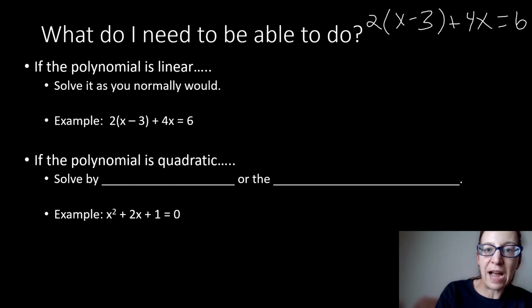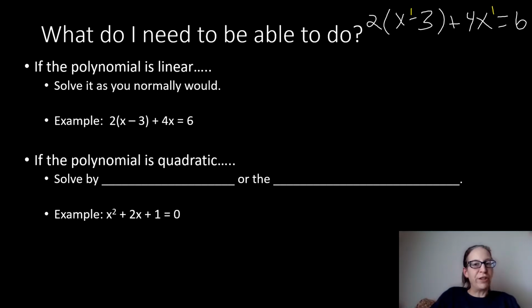Here's the highest exponent. It's a 1. We don't usually write the 1 because it's redundant; x to the first power is just x. Basically a linear equation is a polynomial equation of degree 1, which means we're looking for 1 solution. This is where you start off in pre-algebra and Algebra 1, learning how to solve equations.